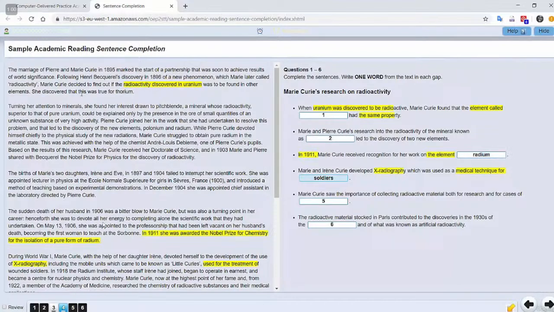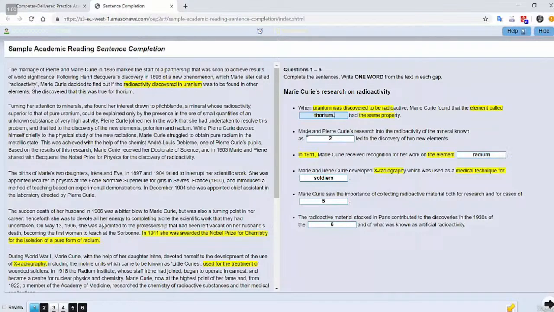She discovered that this was true for thorium, right? So when it says had the same property, that's the same as saying this was true for. It has the same properties of radioactivity. That means the answer choice would be thorium. So we highlight it. We control. When I say control, I'm pressing the button on the keyboard that says CTRL, right? Control C, like cat. Control V, like victory, and that's how we put the answer choice in there.